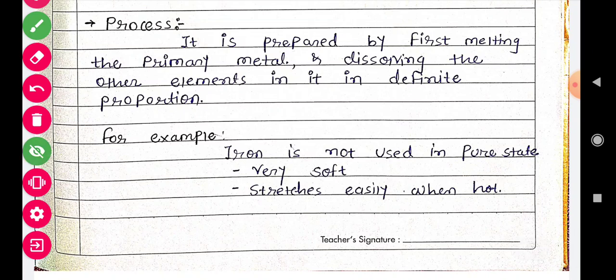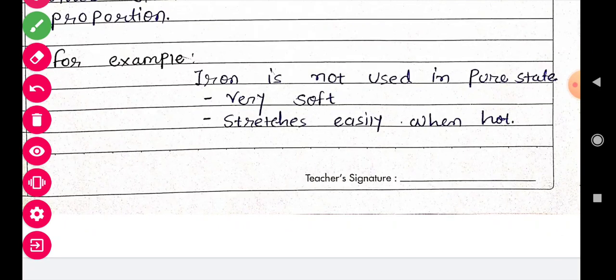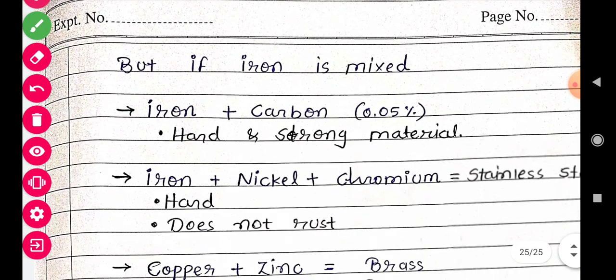So how it is processed, let us talk about this. It is prepared by first melting the primary metal and dissolving the other elements in it in definite proportion. So first is the method in which the metal is melted and the other element is dissolved inside that base metal melt. So for example, let us talk about iron, which is not used in a pure state because it is a very soft metal and stretches easily when it is hot.